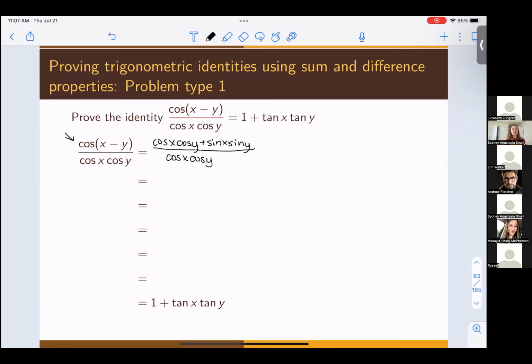And I did use an identity at this step, so I'm going to write off to the side, by the difference identity. Cool. Now what can I do? Well, in the numerator and the denominator, I can see that I have a common cosine x cosine y. So this is not something we usually do.